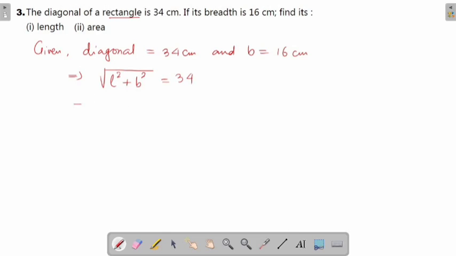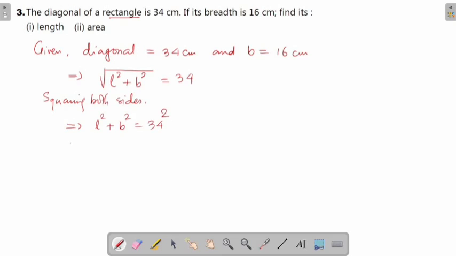Now let's put the values. See here carefully. We have a square root sign, right? So let's get rid of the square root sign. For that we need to square both sides. So let's square both sides and see what we get. When you square, this square root sign vanishes. Remember, the square root sign vanishes. So you get L square plus B square is equal to 34 square.